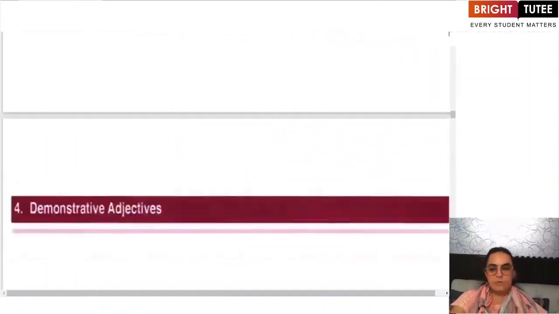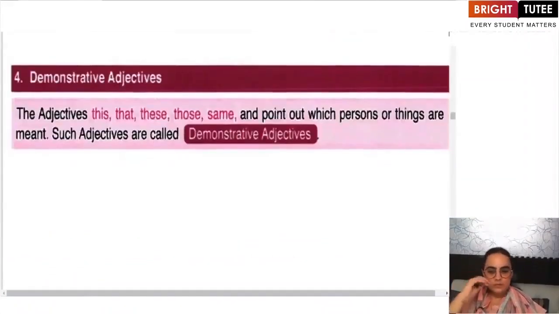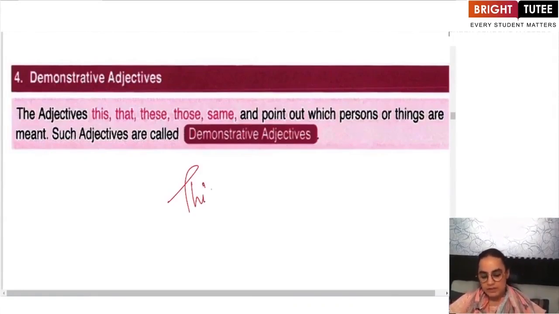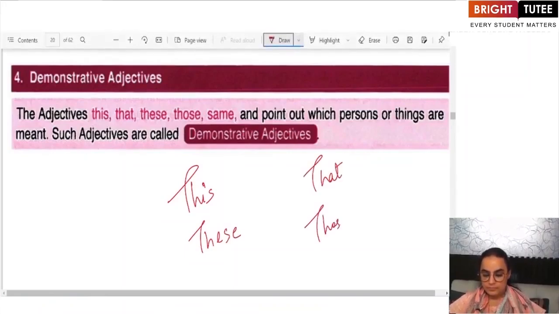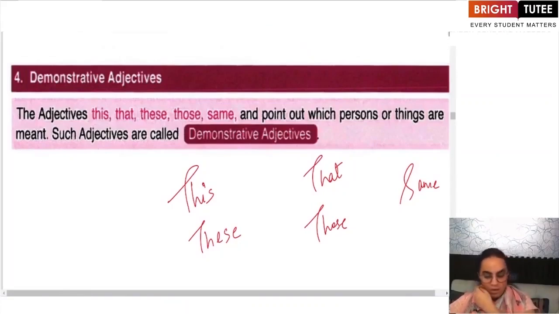Now the next type of adjectives. Now this is going to be a little easy for you because we have already completed the chapter on pronouns before this. So we know what are demonstrative pronouns. So demonstrative adjectives again are the same. These are the demonstrative adjectives.